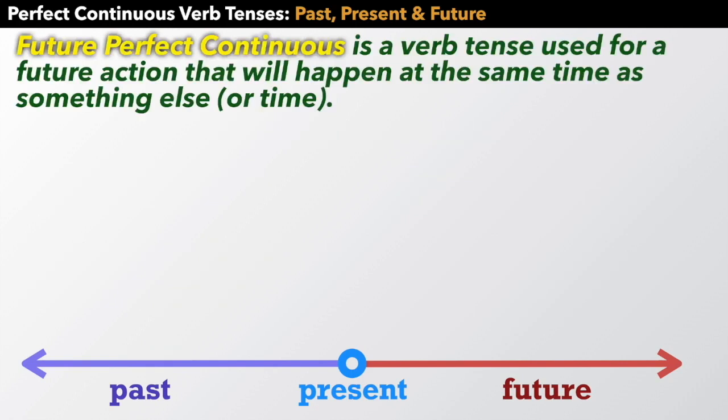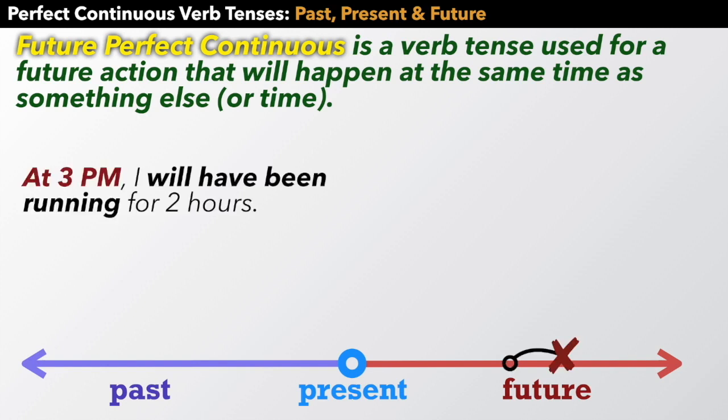Future perfect continuous is a verb tense used for a future action that will happen at the same time as something else or time. Very similar to past perfect continuous. At 3 p.m., I will have been running for 2 hours.